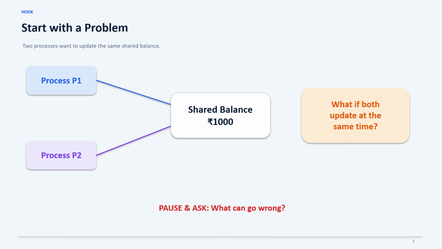Before defining a semaphore, let us understand why we actually need one. Consider two processes P1 and P2. Both the processes are accessing the same bank account.